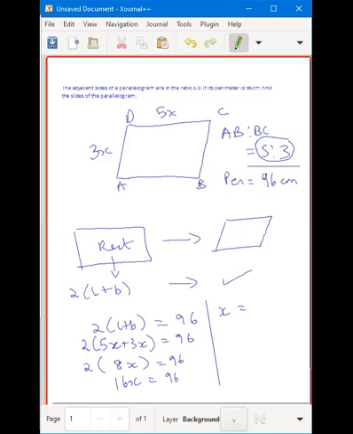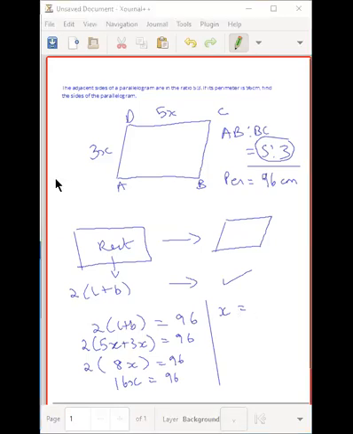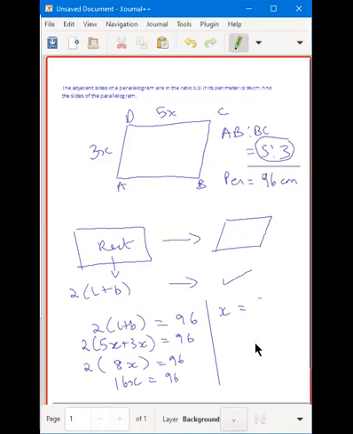What's 96 divided by 16, Aryan? 6. So what will the length become? 5 into 6, which is 30 centimeters. And the breadth will become 3 into 6, that is 18 centimeters. Right? A simple question.